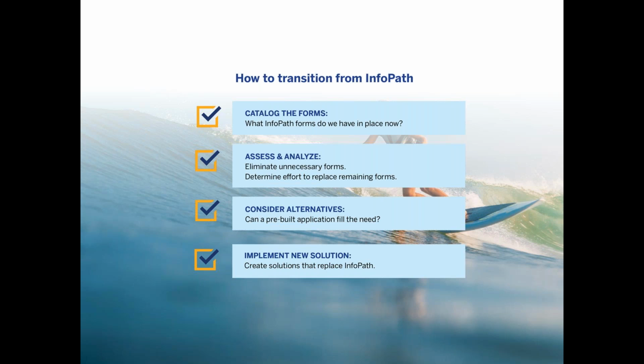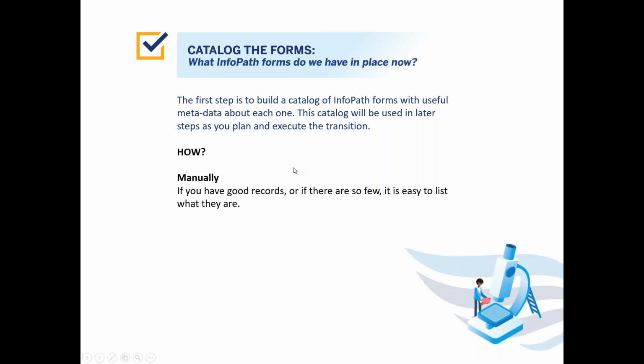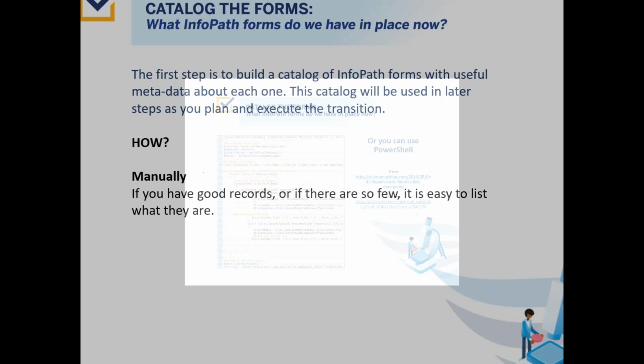Okay, good. So let's look at this. Catalog the forms. How do you get a list of the forms you have? Either you know it already and you have good records, or there are so few that it's easy to list. That's good. If you only have one or two, then you don't need to get more involved. It's just, I know I have to migrate this form, that's how it's going to work.